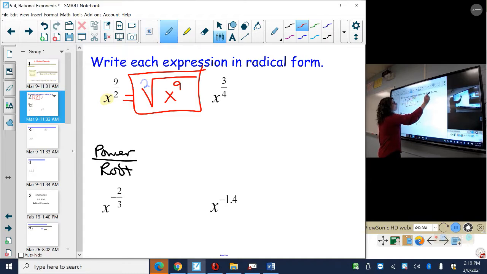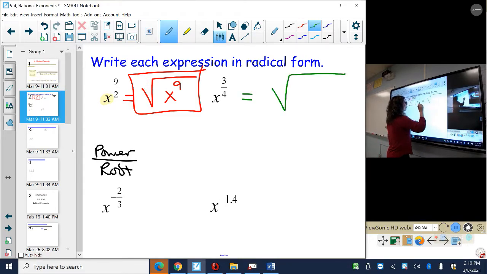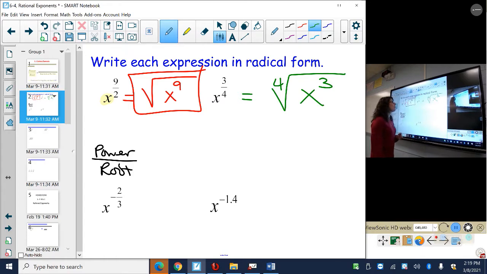Now, next, that puts me over here. I'm going to put the check mark symbol. I'm going to put the base in of x. Then the power is the numerator goes on the inside, and the root on the outside is the 4. Yes, you have to have the root there. You have to have the 4 there.